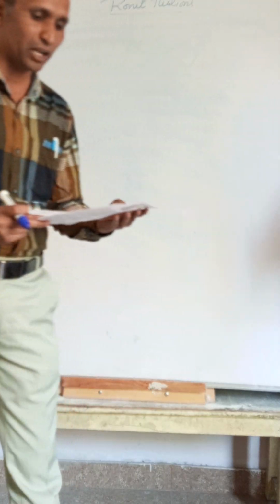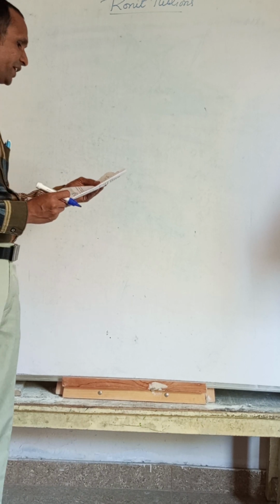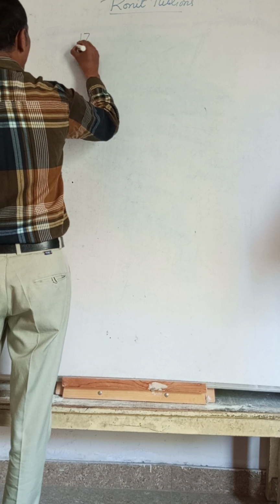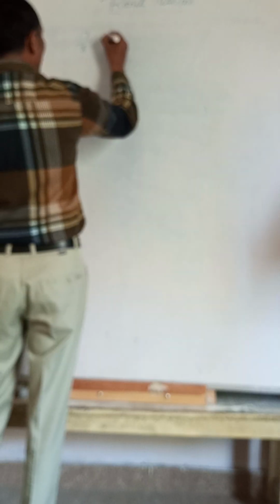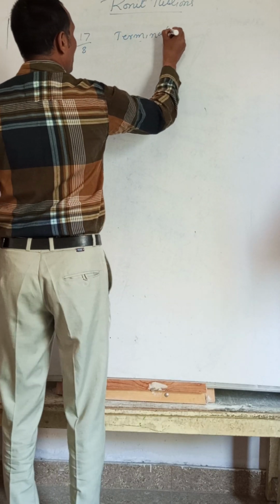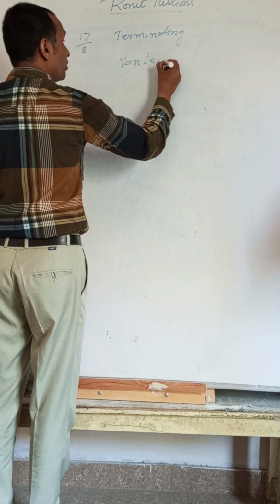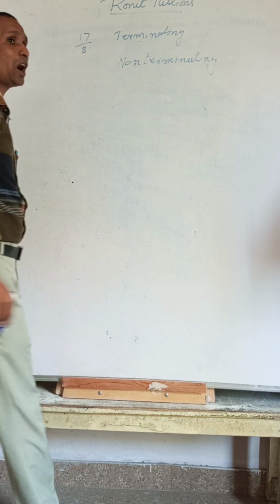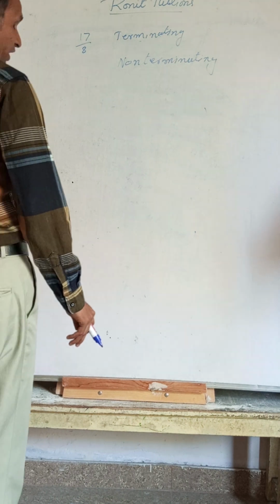Without actually performing the long division, state whether the rational number 17/8 is terminating or non-terminating. It is asked whether it is terminating or non-terminating, without doing the division.